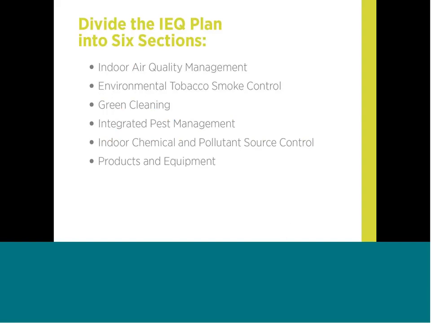When developing your plan, consider including sections for the following 6 practices. 1. IAQ management. 2. Environmental tobacco smoke. 3. Green cleaning. 4. Integrated pest management. 5. Indoor chemical and pollutant source control. And 6. Products and equipment. For the pilot, you may also select 1 or 2 areas to focus on at the start.